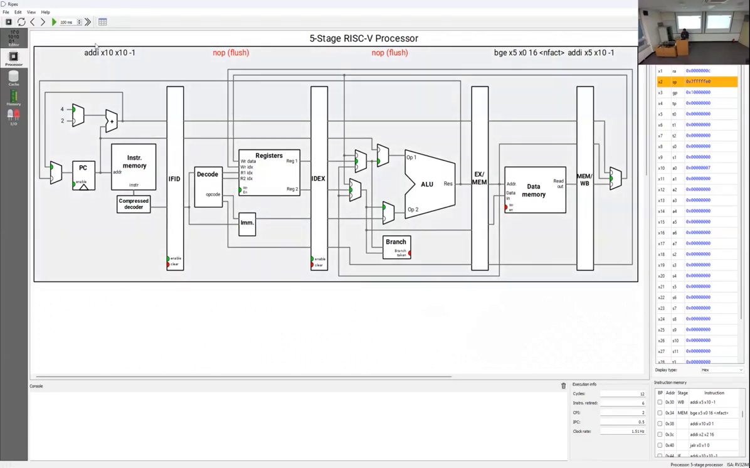So I introduced the RISC-V simulation tool here, and you can use this tool for understanding the pipeline processor architecture.